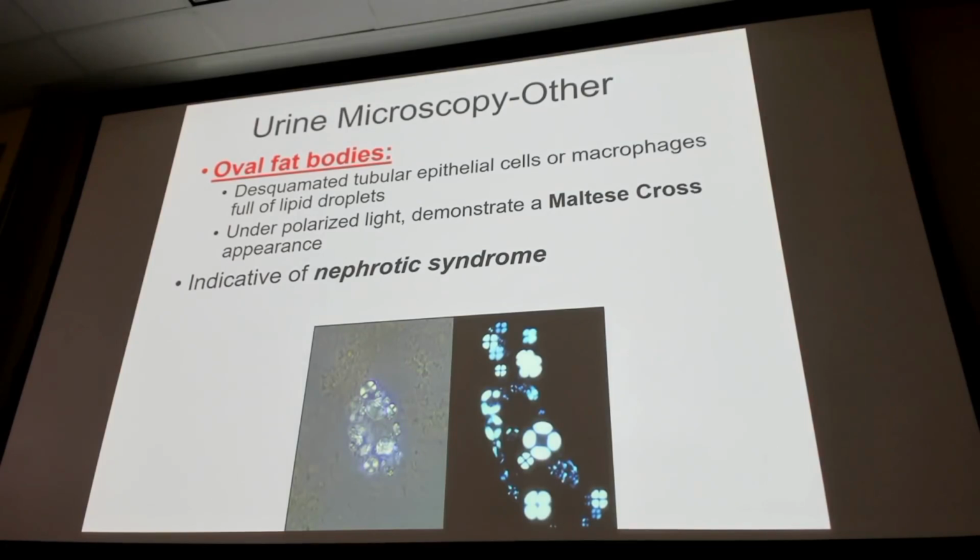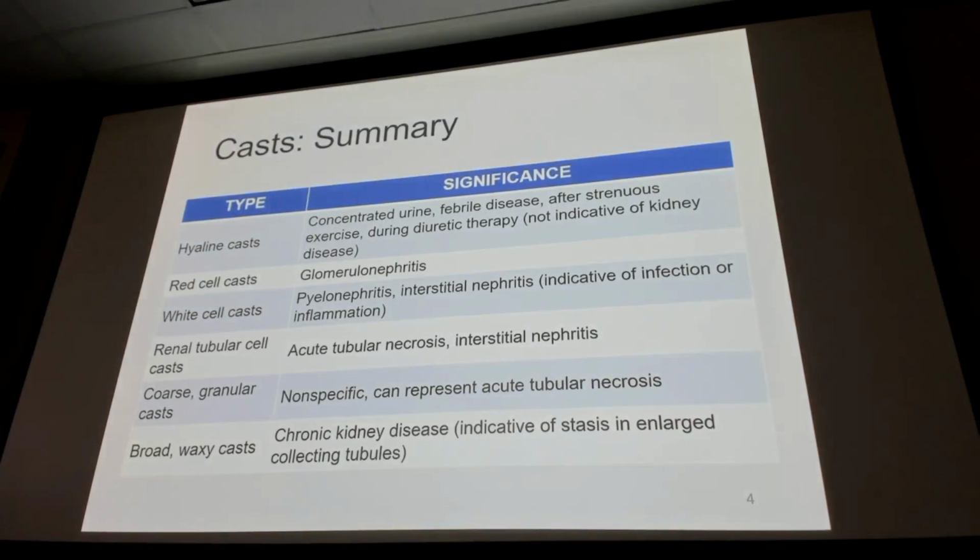If you'll remember me stamping my foot, I think it was on the first or second day. Oval fat bodies, right? One slide. Oval fat bodies, indicative of nephrotic syndrome, okay? So remember that. There will be a question about nephrotic syndrome and oval fat bodies, okay? Here's your summary of casts, right? So remember what the various casts are indicative of.